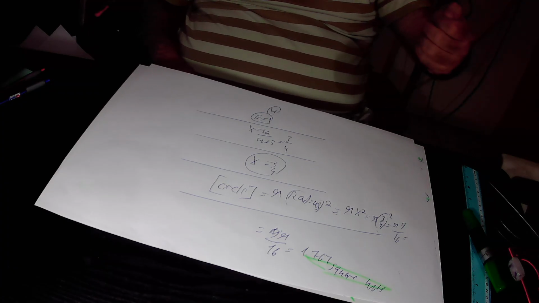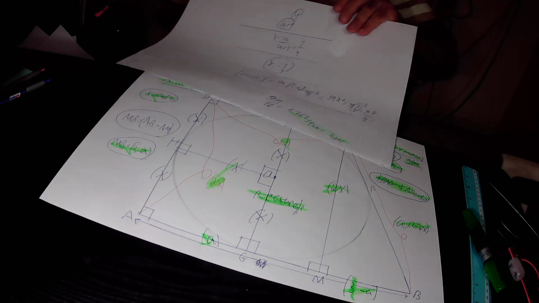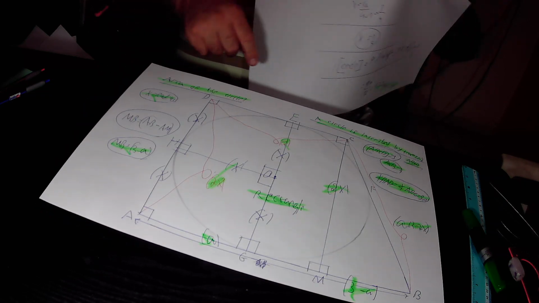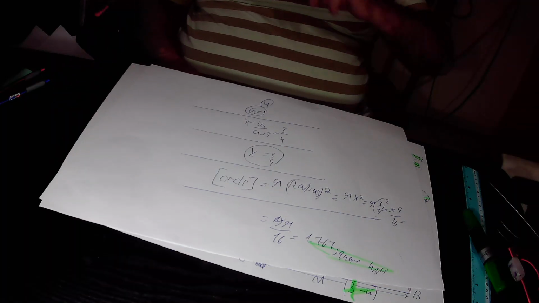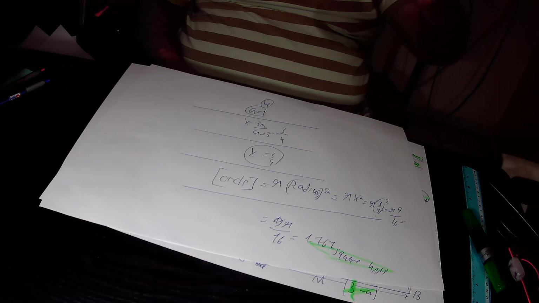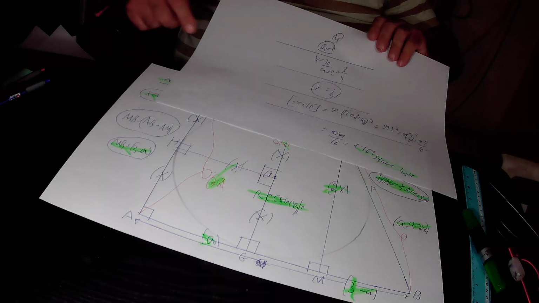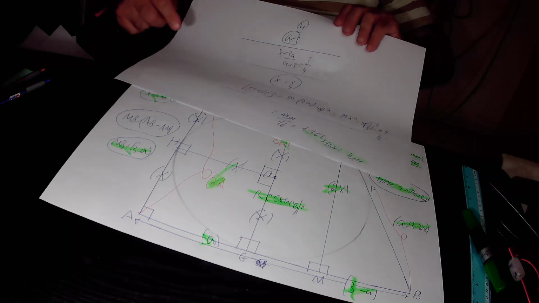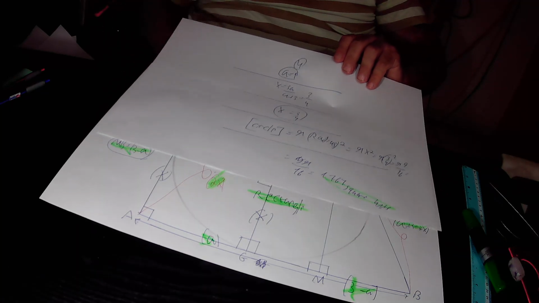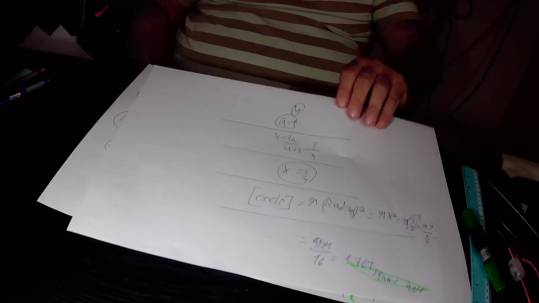So in total, we found that the area we are looking for in this question, the area of this circle, is equal to 9 pi over 16 square units in size. So in terms of numbers, the area of this circle equals 1.767 square units in size. Okay, thank you very much.